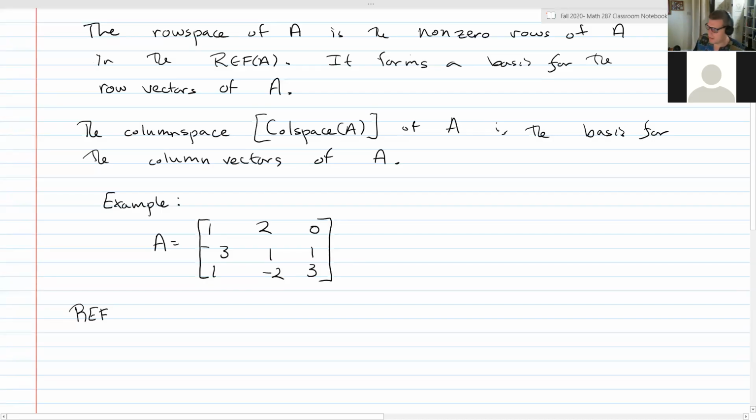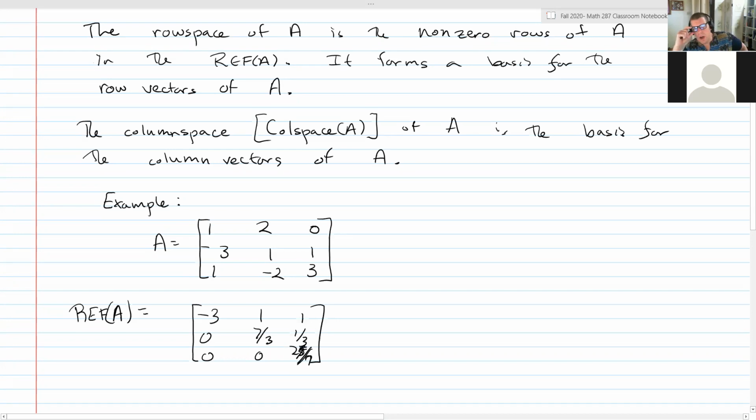So, all right. So just head back here. Let's take this example for A. And it's 1, 2, 0, negative 3, 1, 1, 1, negative 2, 3. And so the REF of A is going to end up equaling negative 3, 1, 1, 0, 7/3, 1/3, and 0, 0, 25 over 7. So that's the row reduction, REF of A.